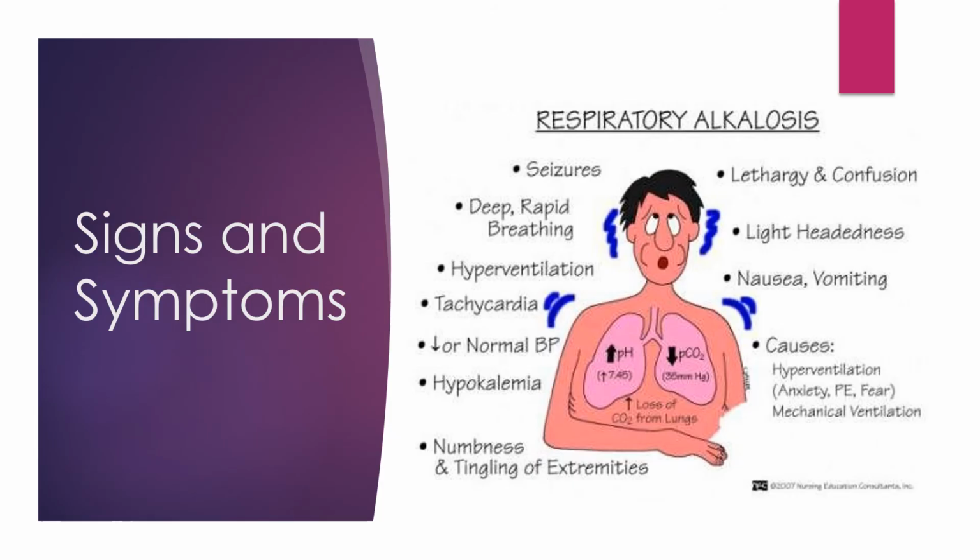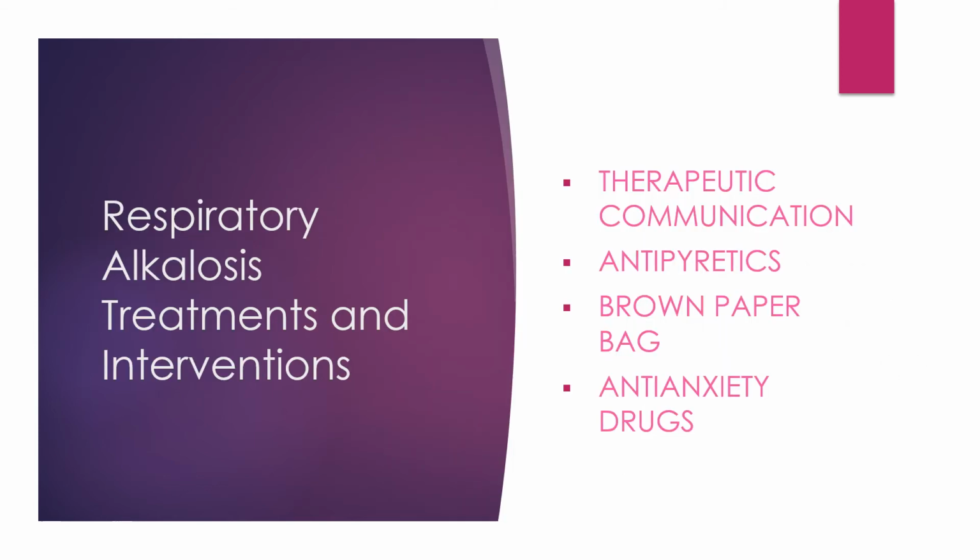Some of your signs and symptoms of respiratory alkalosis could be seizures, deep rapid breathing, hyperventilation, tachycardia, low or normal blood pressure, hypokalemia, numbness and tingling of extremities, lethargy and confusion, lightheadedness, and nausea and vomiting.